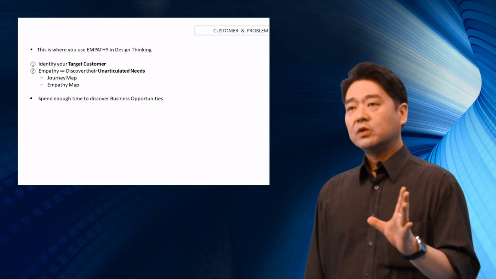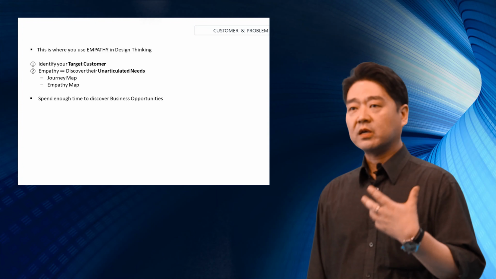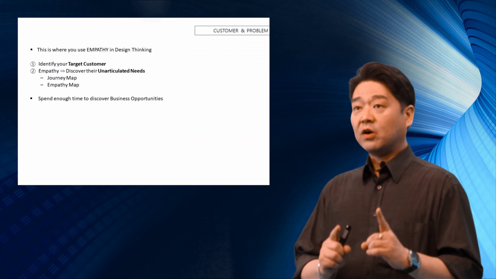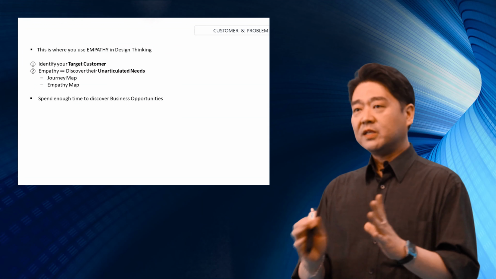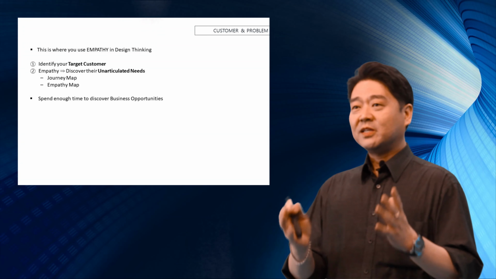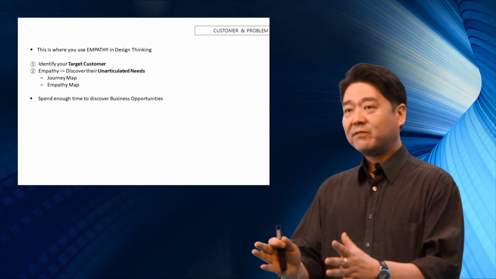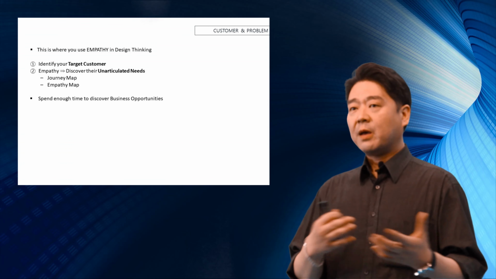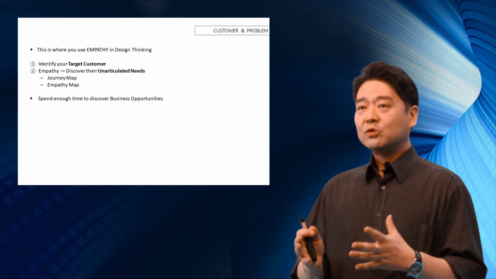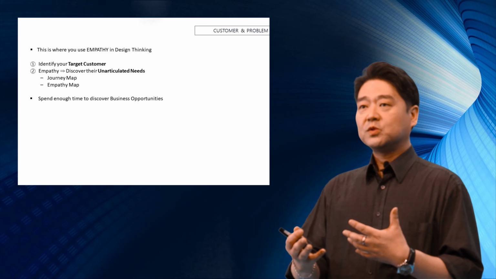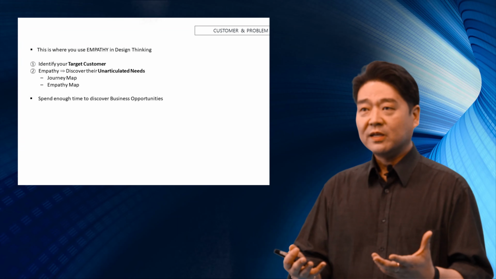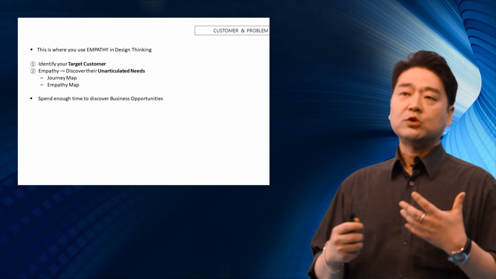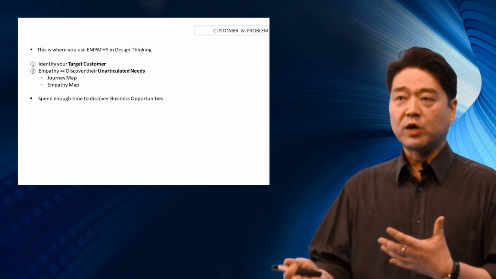What you need to do is empathize with your target customers. The reason for that is we are trying to discover their unarticulated needs. Unarticulated needs are basically the needs that customers have, but they don't really realize yet. We use a journey map, an empathy map, and other empathy methods to empathize with the customers to figure out unarticulated needs, and that leads us to insights. When we have insights, we can actually find something about how to take care of the problem.